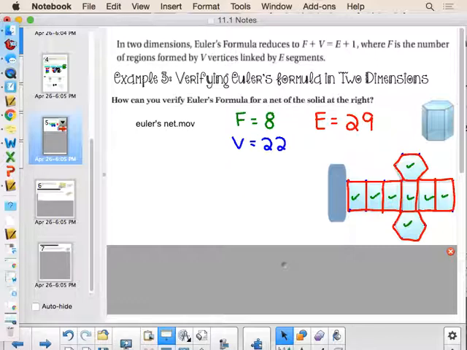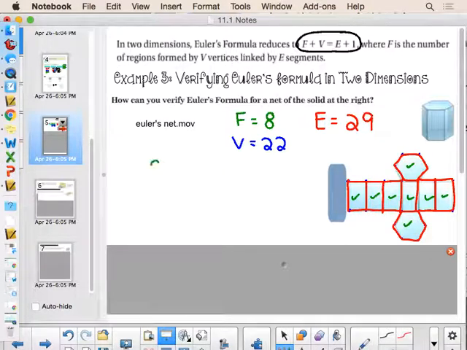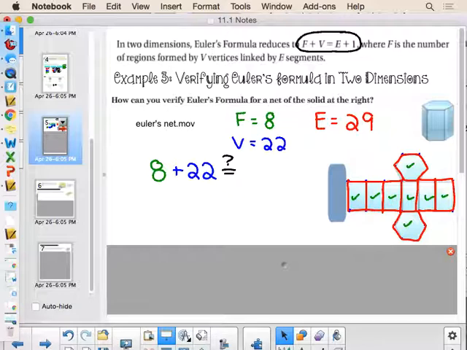Euler's formula for 2D, using it with my nets. We're going to use this up here to verify whether or not it's true. So my value for F, we have 8. My value for V, the number of vertices, we have a total of 22. I am questioning its equality here, and I'm going to set this equal to my 29 plus 1. By the way, this is called an algebraic proof for those of you who did not know. First up, 8 plus 22.